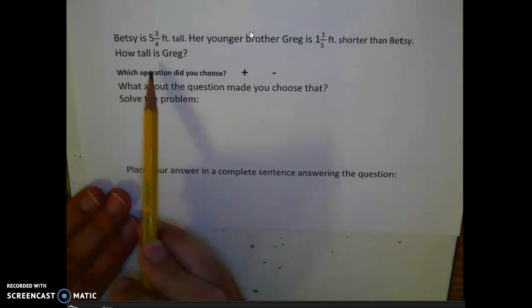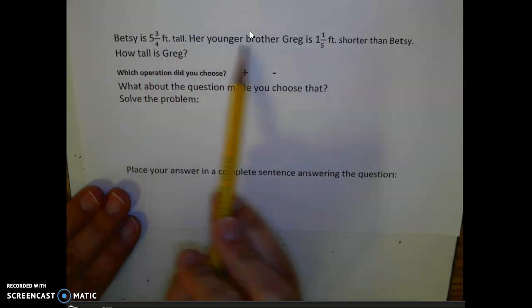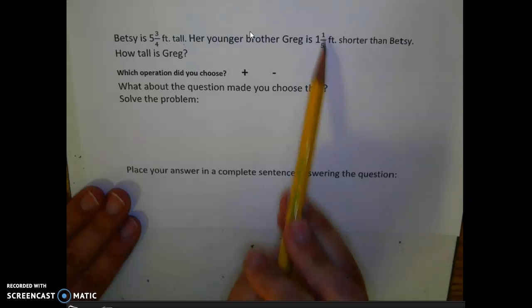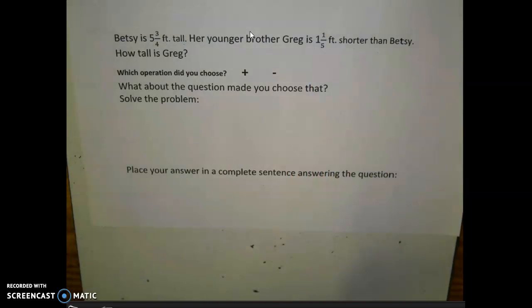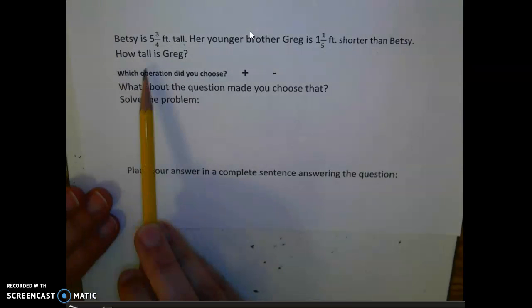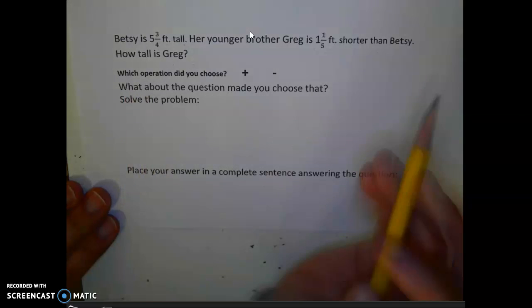This was on our checkpoint. Betsy is 5 3/4 feet tall. Her younger brother, Greg, is 1 1/5 foot shorter than Betsy. How tall is Greg? Which operation would you choose?